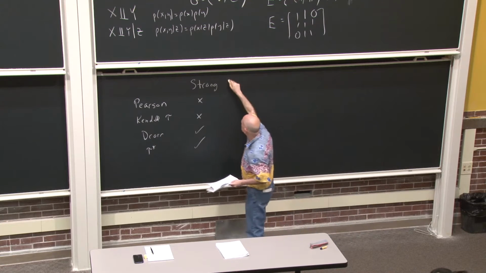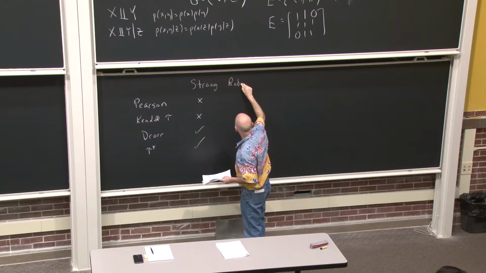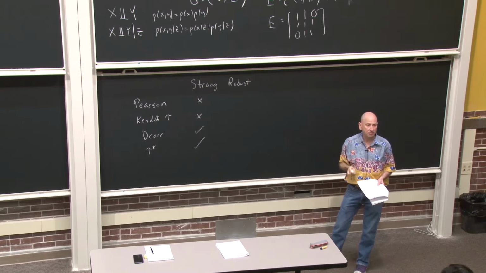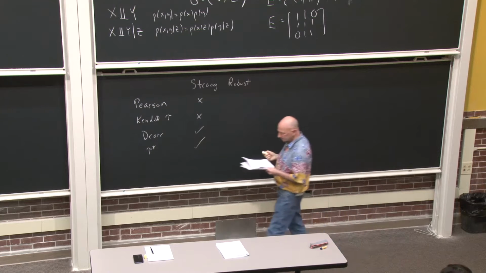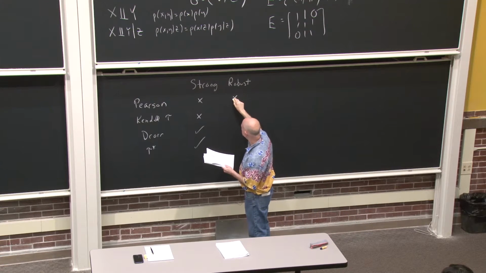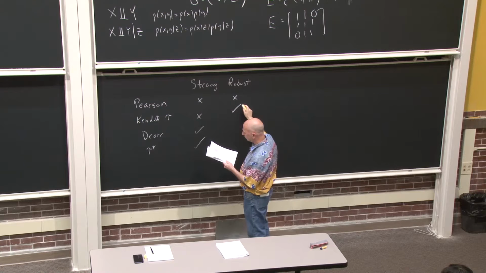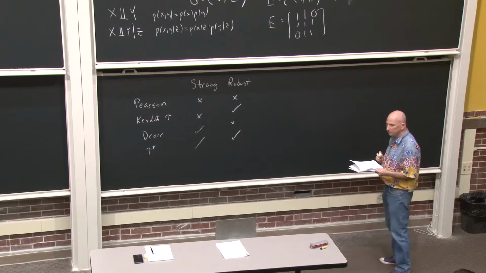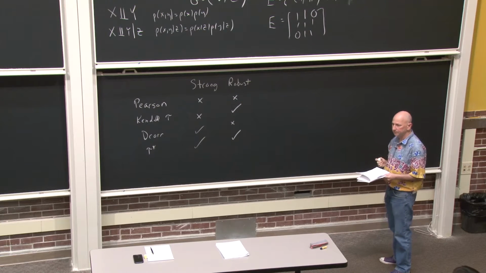Now I'm going to put down something called robust. What I mean by robust is it's not sensitive to outliers, if you get extreme observations. On this one, Pearson fails. Kendall's tau does well. Distance correlation fails. Tau star does well. What is an outlier? An outlier is an extreme observation.